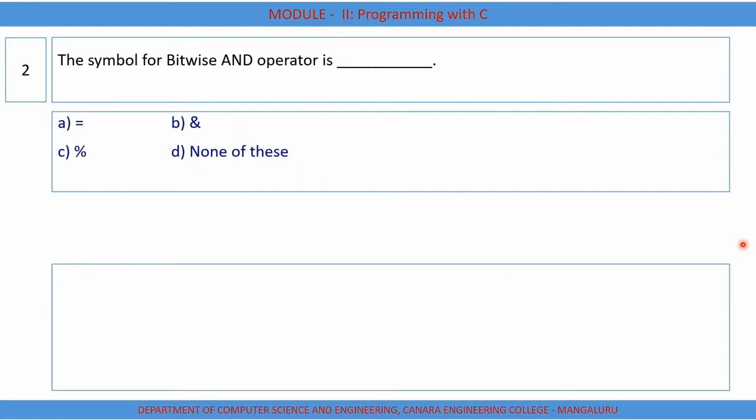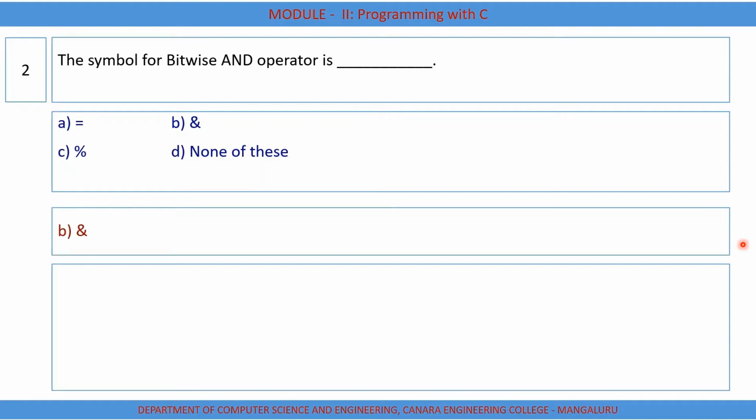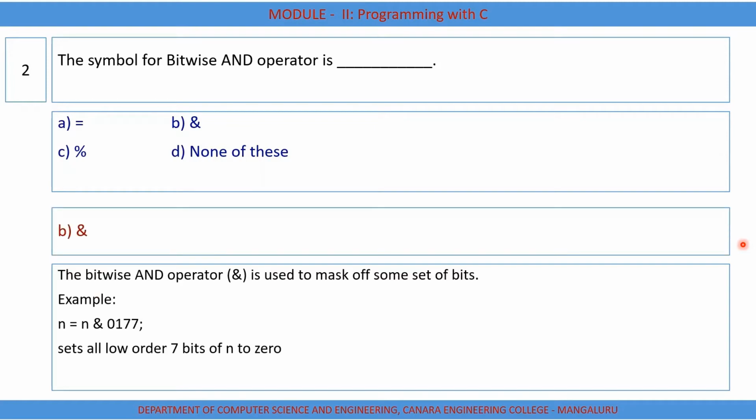Next one, the symbol for the bitwise AND operator is: A, equal to; B, ampersand; C, percentage; D, none of this. The correct answer is B, single ampersand. The bitwise AND operator performs AND operation on individual bits of the operands. If the corresponding bits of the operands are 1, then the result of the AND operation will be 1. In all other cases, it is 0.